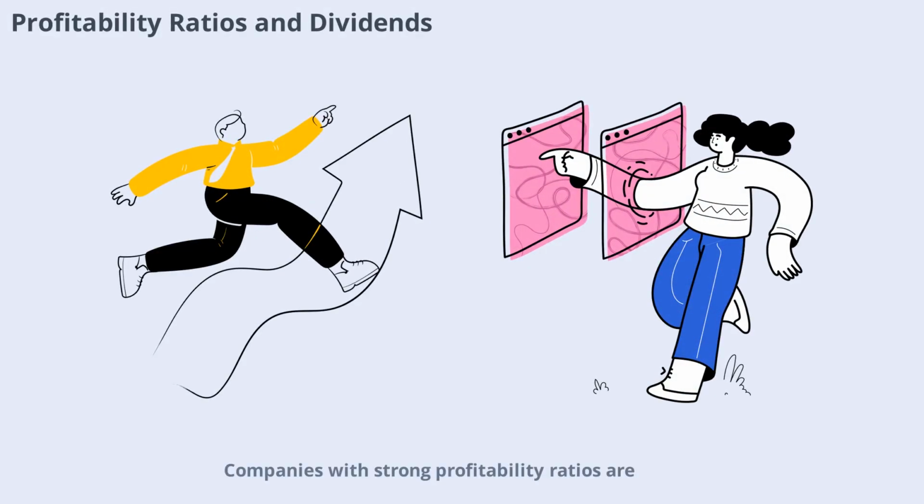Companies with strong profitability ratios are more likely to pay dividends to shareholders. Profitability provides the financial foundation for regular dividend payments and can attract income-focused investors. Tracking these ratios helps investors identify companies with the potential for consistent dividend growth.